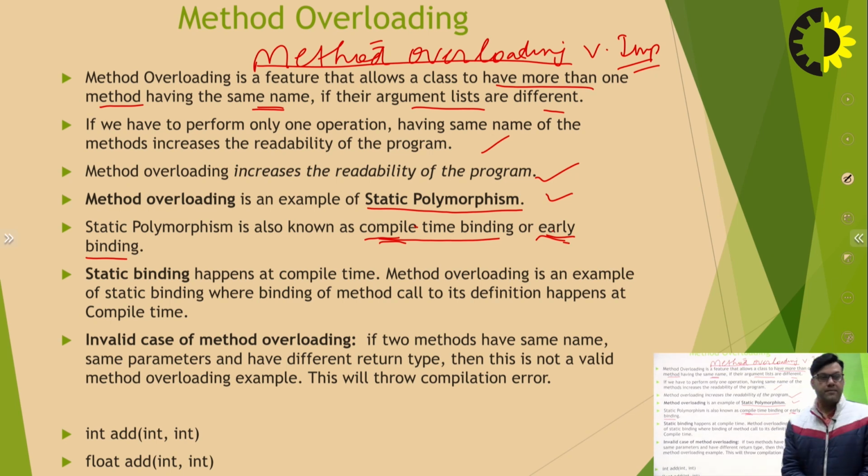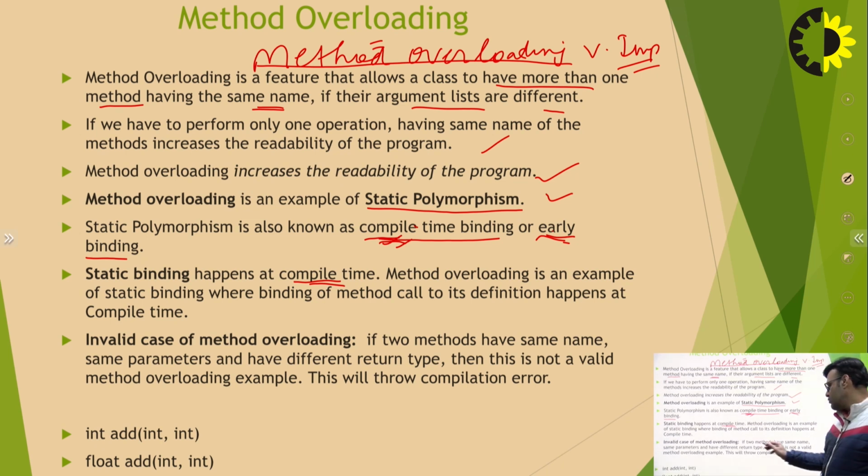Static polymorphism. Static binding happens at compile time. Because it happens at compile time, we call it compile time binding also. So method overloading is an example of static binding, where binding of the method call to its definition happens at compile time. So it is called compile time binding. Okay, there is one invalid case of method overloading.